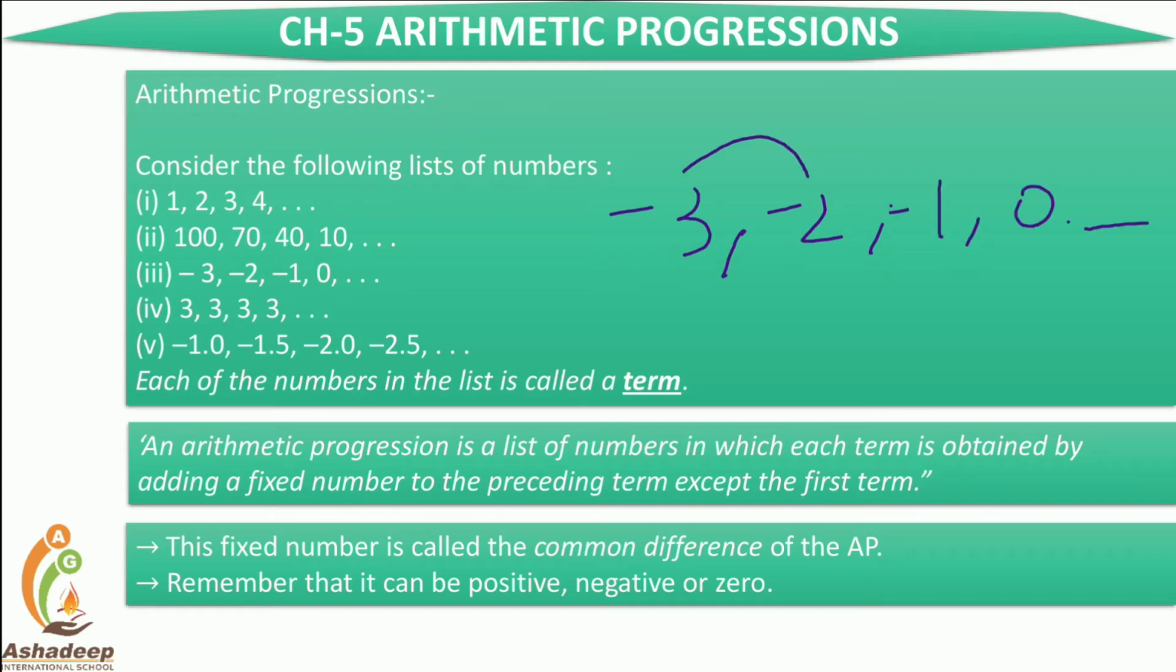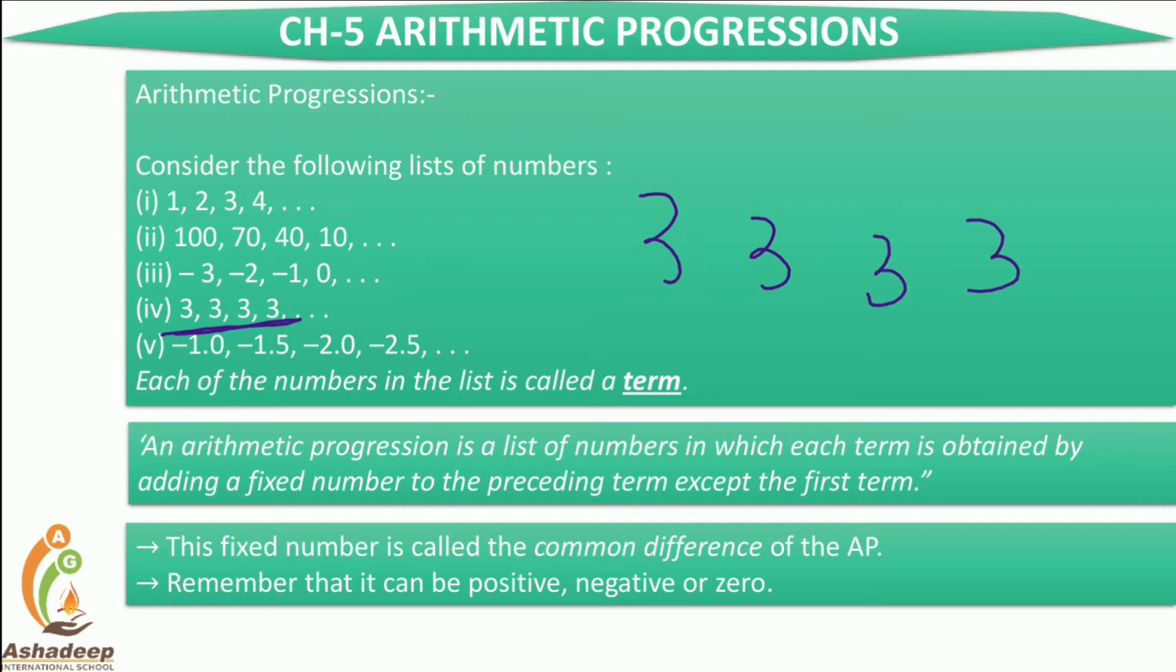So how will this come? By adding 1, by adding 1, by adding 1. Here, this is very important: 3, 3, 3, 3. What do you add or subtract here? 0. What do you add or subtract here? 0. What do you add or subtract here? 0.